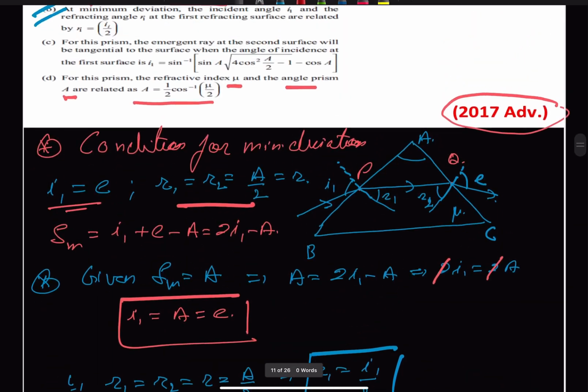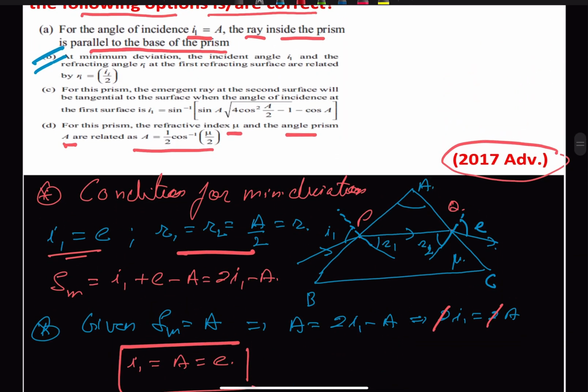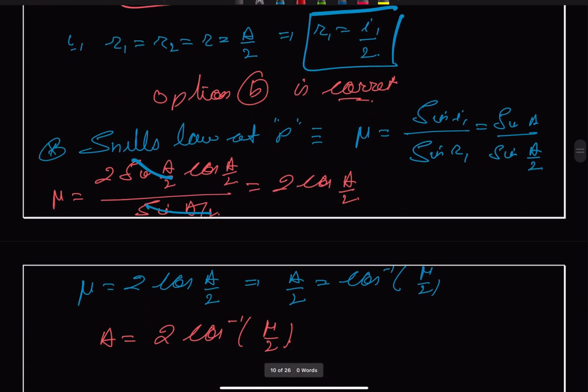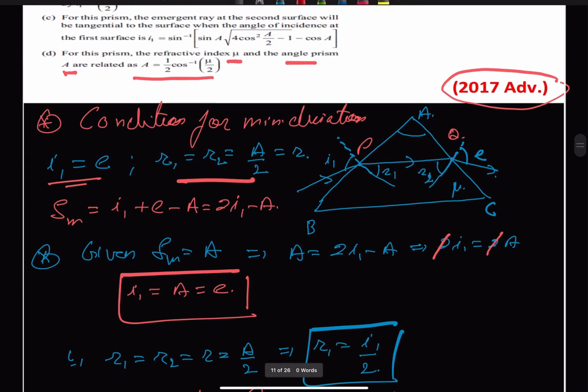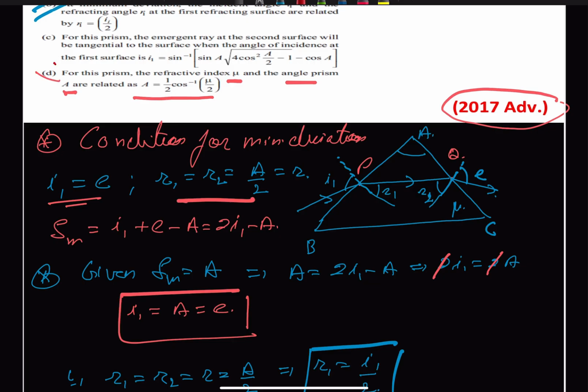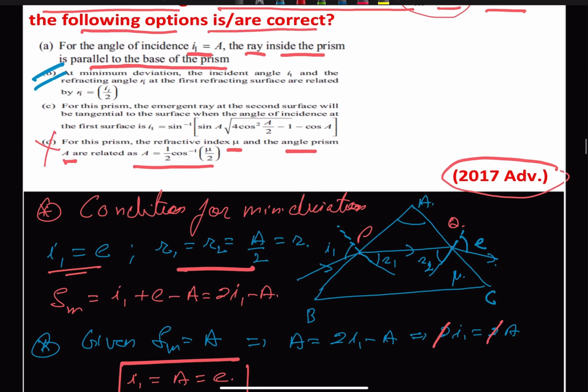Okay. So I think this was asked. So option number D is incorrect, because the angle of the prism, that is A, is coming as equal to 2 cos inverse mu by 2. Okay. So option number D is incorrect.